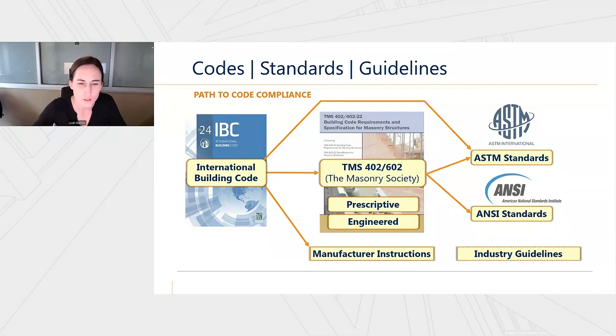So what you see on the screen here is a flow chart that represents various paths to code compliance. Naturally, we start with the International Building Code, in this case, the 2024 version. By reference, that incorporates the TMS code, so TMS 402 and 602. That's broken into two sections. The 402 is the building code requirement for masonry structures, and the 602 is specification for masonry structures. Again, by reference, that incorporates various ASTM standards and ANSI standards. You'll also note direct links from the IBC to the ASTM standards, as well as the IBC to manufacturer instructions.